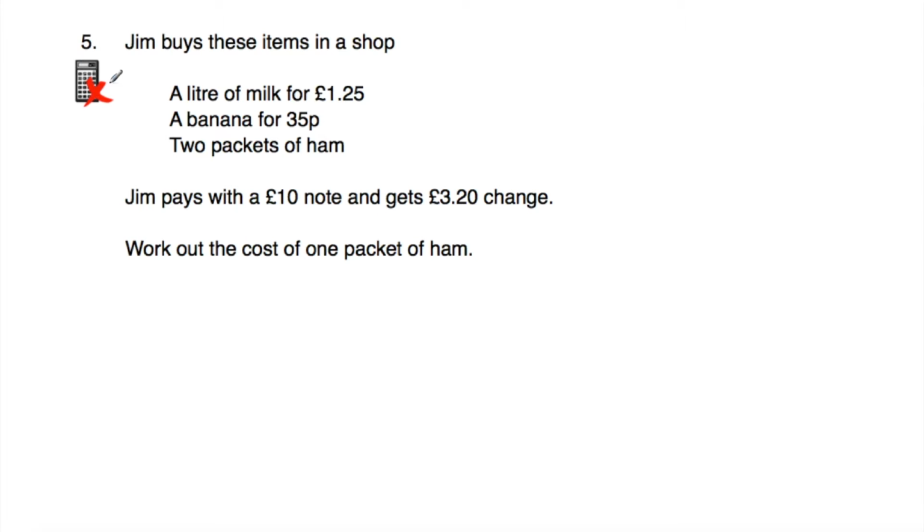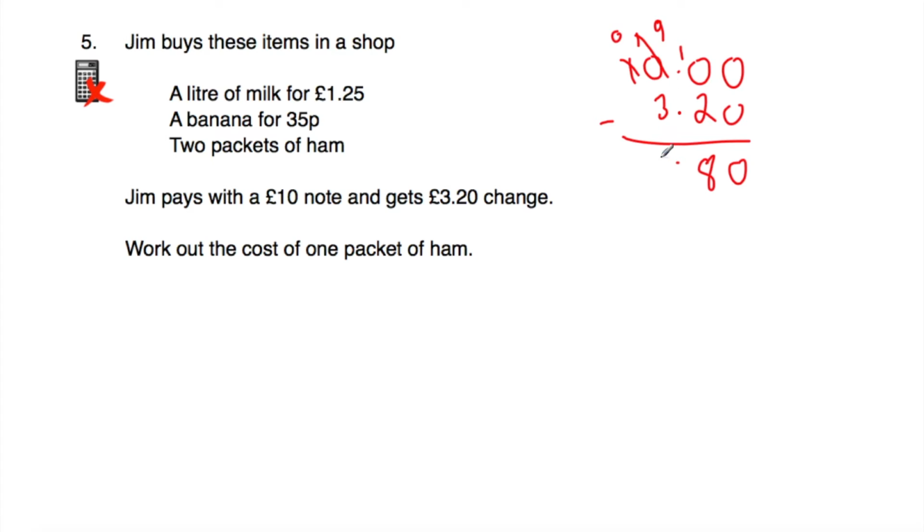Now again, it's a non-calculator question, so I've put down the calculator, and we want to work out the price of a packet of ham. Now we know he pays with a £10 note and he gets £3.20 change, so let's work out how much money the items cost in total. So if we take the £10, or 10.00, and we subtract £3.20, let's see what we get. So let's put a decimal point there, 0 take away 0 is 0, 0 take away 2, well we're going to need to borrow, so that's a 0, and that's a 10, and borrow again, so that's now a 9, and that's a 10. 10 take away 2 is 8, and 9 take away 3 is equal to 6, and that's equal to £6.80.